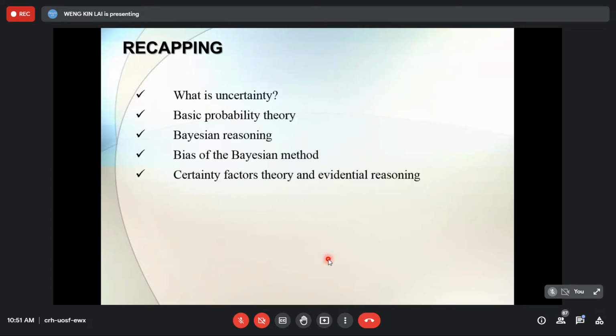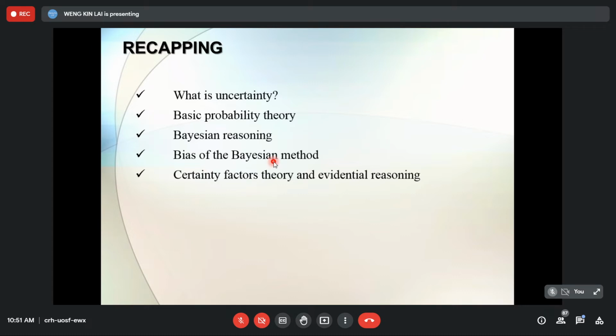So recapping, what have we learned in this particular topic, topic number 4? We talked about uncertainty, where the information, the data itself may not be complete, or is missing due to various reasons. We also did a quick revisit of the probability theory. What do you mean by the probability of an event happening? Of a tail when you toss a coin, when you toss a dice, for gaming purposes. Then we introduced the Bayesian reasoning, and we looked at some of the weaknesses of your Bayesian reasoning, which is the bias of the Bayesian method.